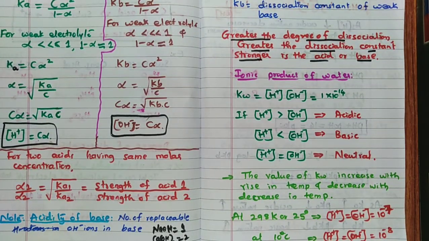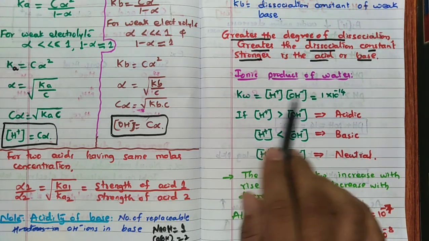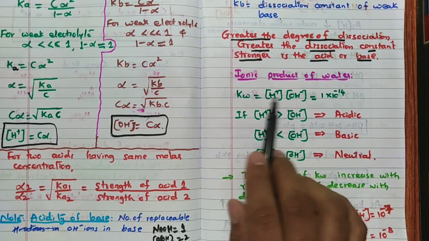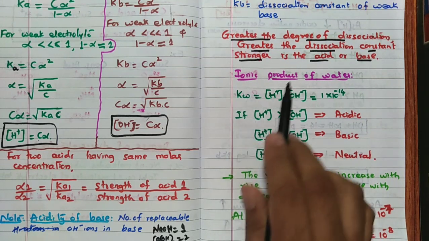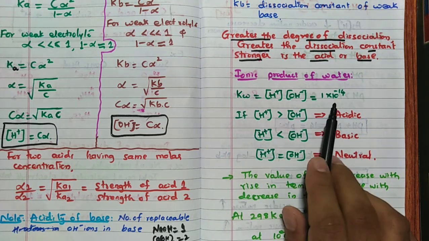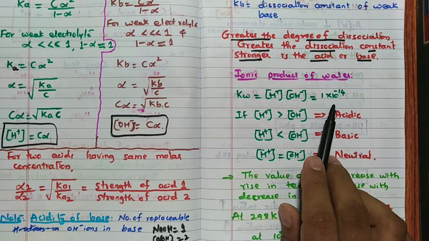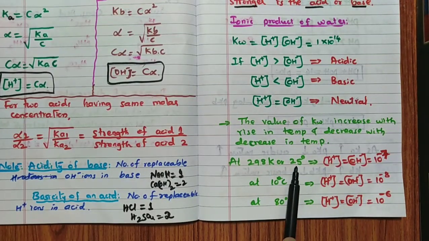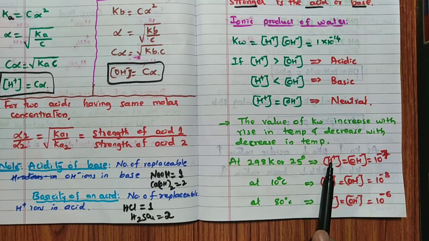Then the ionic product of water. At 298 Kelvin, the product of the molar concentrations of H plus and OH minus ions is called Kw, the ionic product of water. Generally it is 10 to the power minus 14. At 25 degrees Celsius, which we consider standard, the concentration is 10 to the power minus 7 each for H plus and OH minus, so you get 10 to the power minus 14.